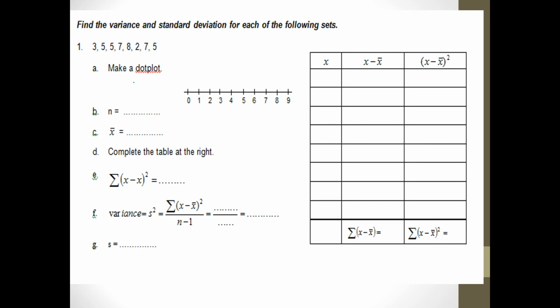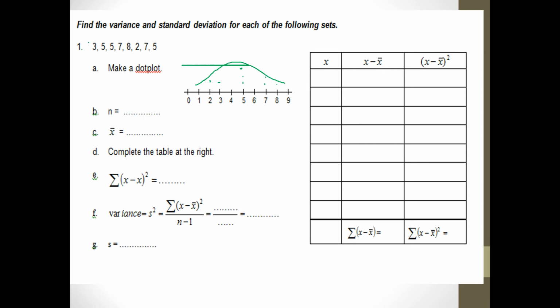All right, so let's do an example. First it says make a dot plot, so let's review that. If I make a dot plot, I'm going to put a point on 3, a point on 5, another at 5, another at 7, and 8, back down to 2, up to 7, and another at 5. If I look at my data, I have this shape. It's roughly symmetric. I've got most of it right here in the middle, and I've got some on the left and some on the right.